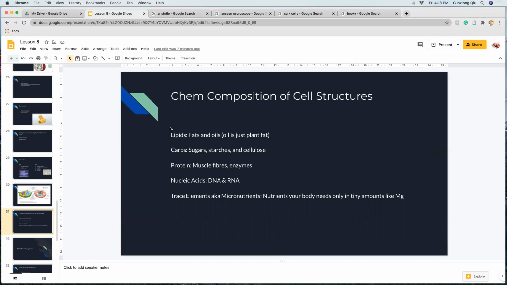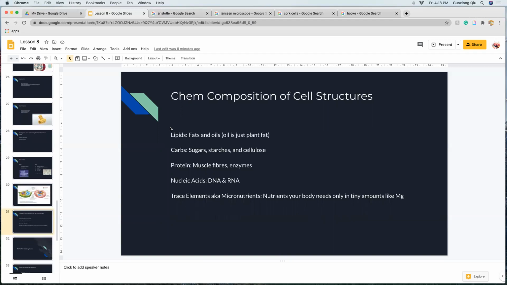Protein. Examples of protein are muscle fibers and enzymes. And then we have nucleic acids, which is DNA and RNA. Deoxyribonucleic acid and ribonucleic acid. The last thing is trace elements, also known as micronutrients.